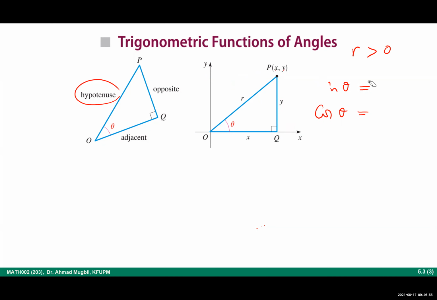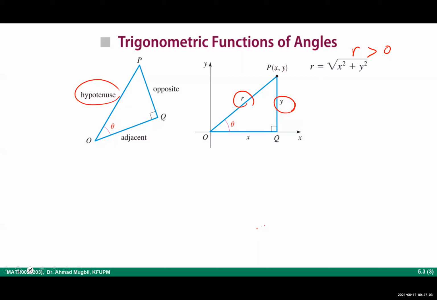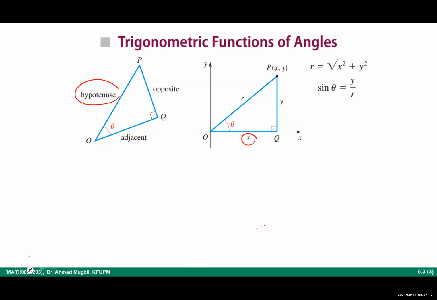According to that, what is sine theta? What is cosine theta? Opposite? Y over R. First of all, what is R? R by the Pythagorean theorem is the square root of x squared plus y squared, and it is always positive. Sine theta is y over R.